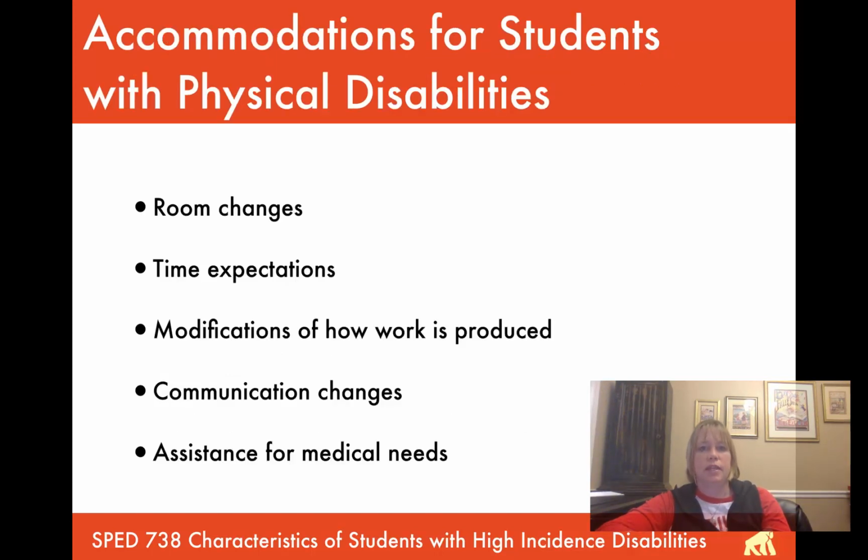Some accommodations we can think about for students with physical disabilities, though, are things like changes to the room to make it easier to get around, time expectations, so giving them more time to work on an assignment, maybe expecting them to not be at school a full day if that's too taxing, modifying their schedule for the day, modifying how work's produced. So if we're wanting them to write a paper, looking at some different ways of producing that work that doesn't entail their physical disability impacting their final product.